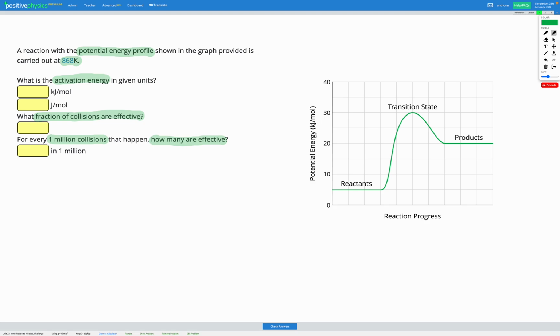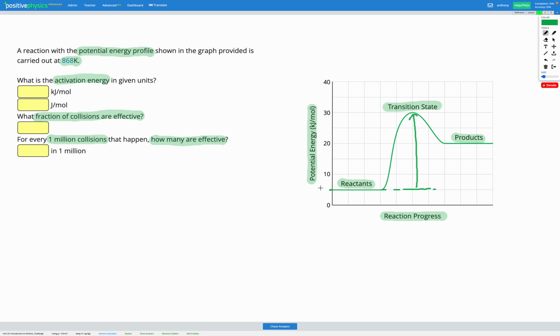So let's start by looking at our potential energy diagram. We've got potential energy in kilojoules per mole on the y-axis. We've got reaction progress on the x-axis, and we want to find the activation energy for our reaction. Going from the reactants to the products, we have to go through this transition state, and our activation energy is the amount of energy we need to put in to get our reactants to that transition state.